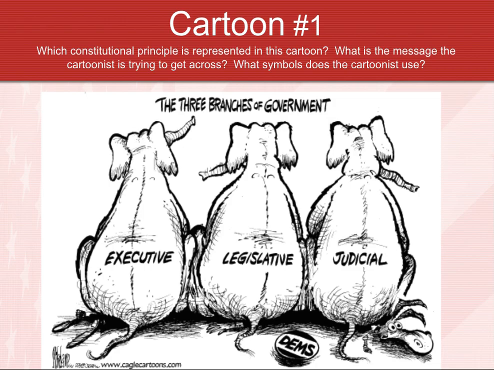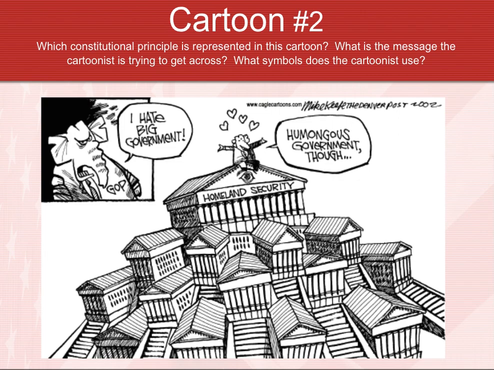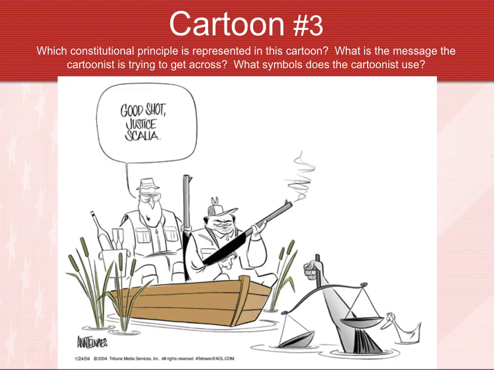We're going to now jump to cartoon 2. For cartoon 2, I'd like you to do the exact same thing. Write down 2 symbols in the cartoon, tell me what they mean, what constitutional principle is represented, and lastly, what is the message of the cartoon. Pause the video and do that now. Cartoon 3, the exact same activity. You may pause now.